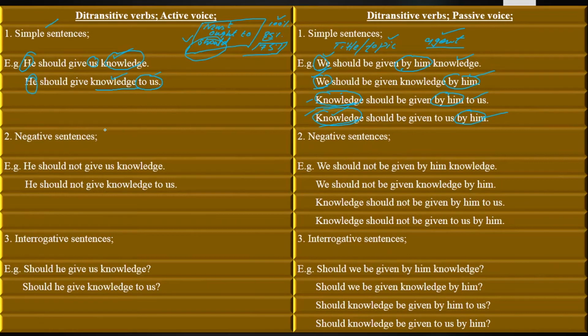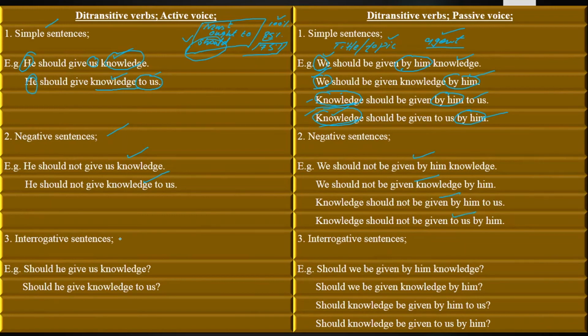Next we have the negative sentences. Those sentences in which we deny the statement, reject the statement, and refuse the statement are called negative sentences. He should not give us knowledge, he should not give knowledge to us. We should not be given by him knowledge, we should not be given knowledge by him. Knowledge should not be given by him to us, knowledge should not be given to us by him.